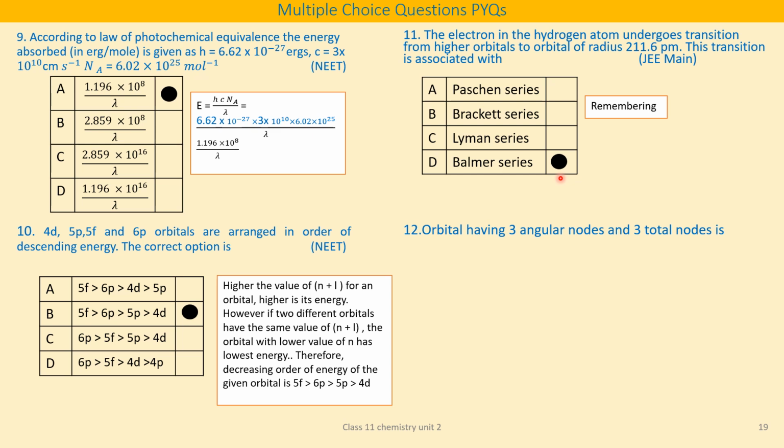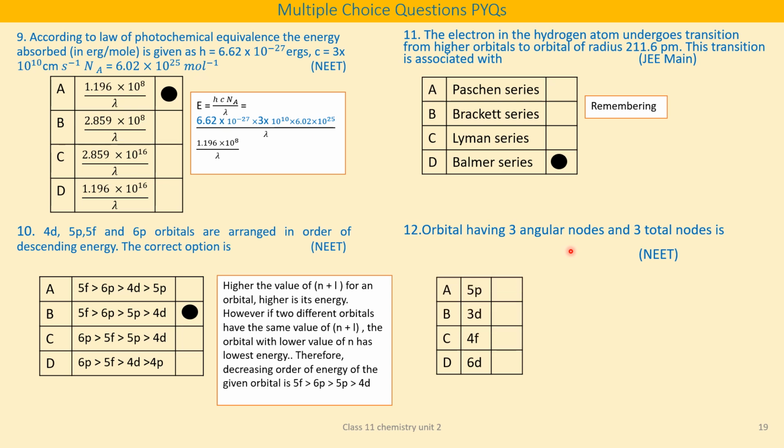Next question. Orbital having three angular nodes and three total nodes is: option A 5p, option B 3d, option C 4f and option D 6d. You have to remember and mark the correct answer as 4f.